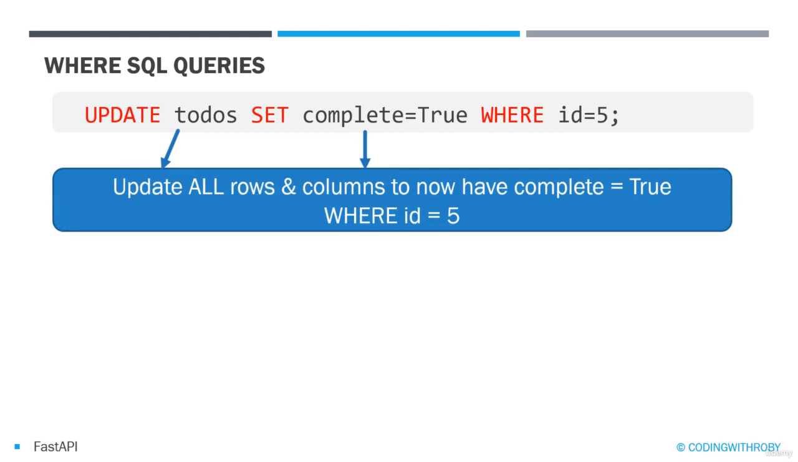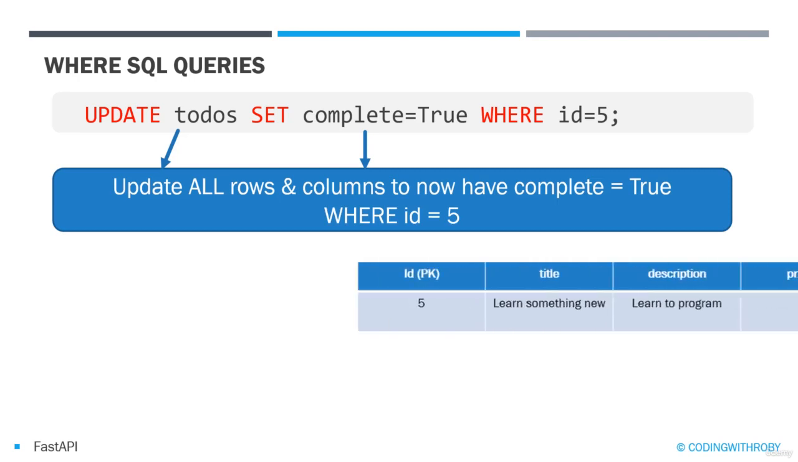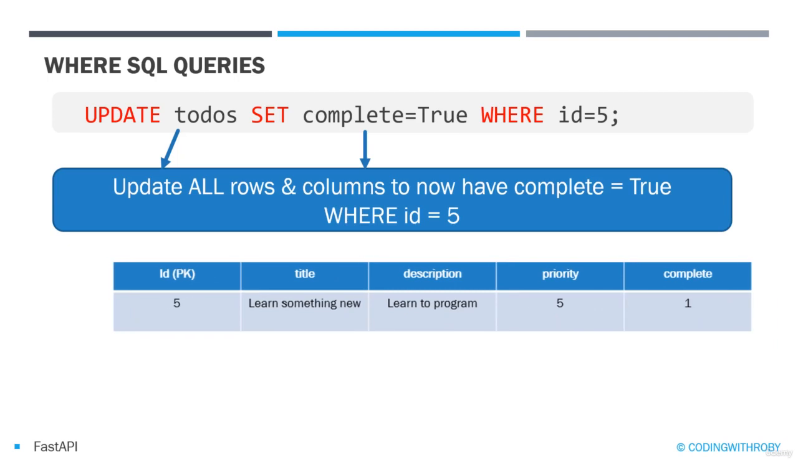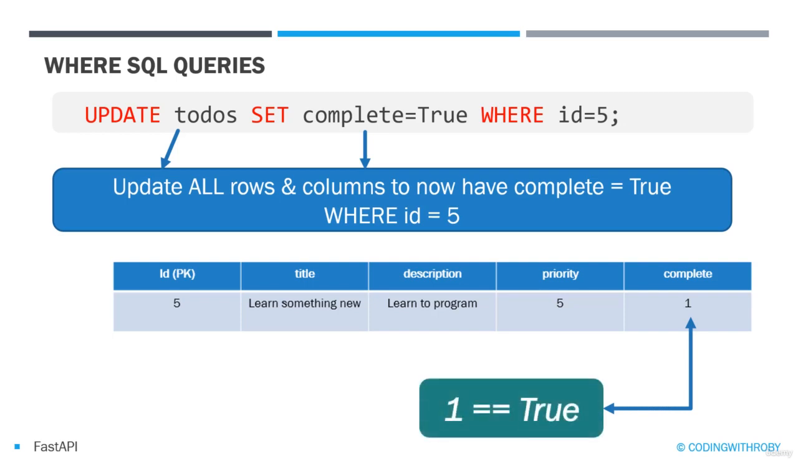So in theory, this is saying update all rows and columns to now have complete be equal to true, where a record has an ID that is equal to 5. Therefore, the record with the ID of 5 will change the complete column to true. This can be kind of confusing at first, but the more you work with it, the more sense it starts to become. We are saying we are making an update to the to-dos table, and then setting a column field to a new value, and then just locating the record we want to update to make the update true.